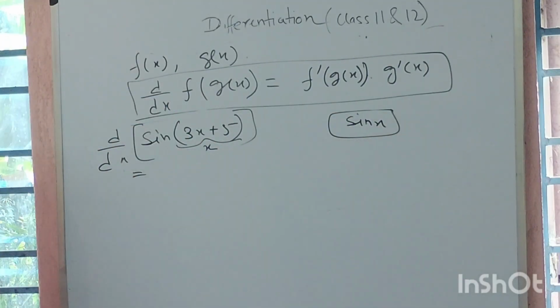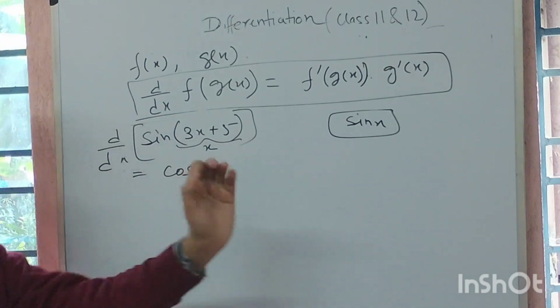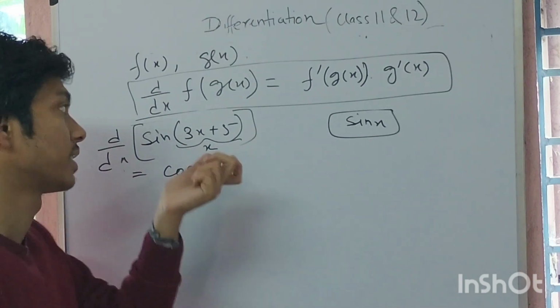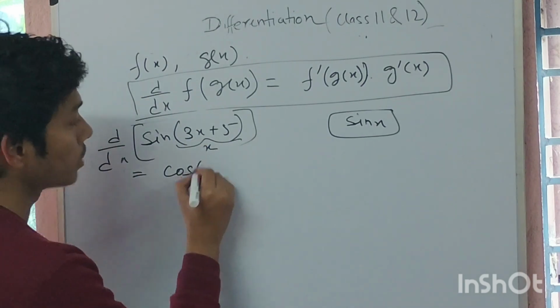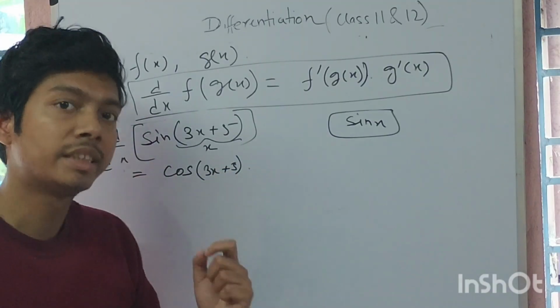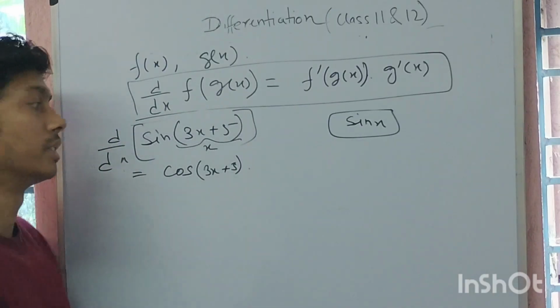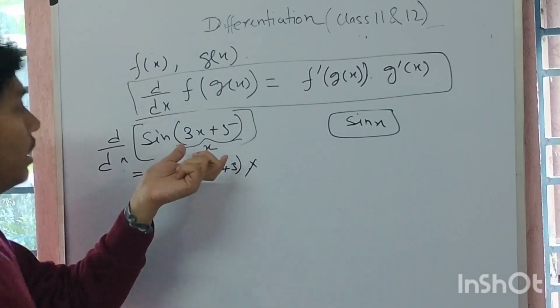What is the derivative of sin x? Cos x. So it will be cos x. Now what have you assumed as x? 3x plus 5. So it will be cos of 3x plus 5. Now, which thing have you assumed as x? Now take the derivative of that one and multiply it. So it will be multiplied with this thing.